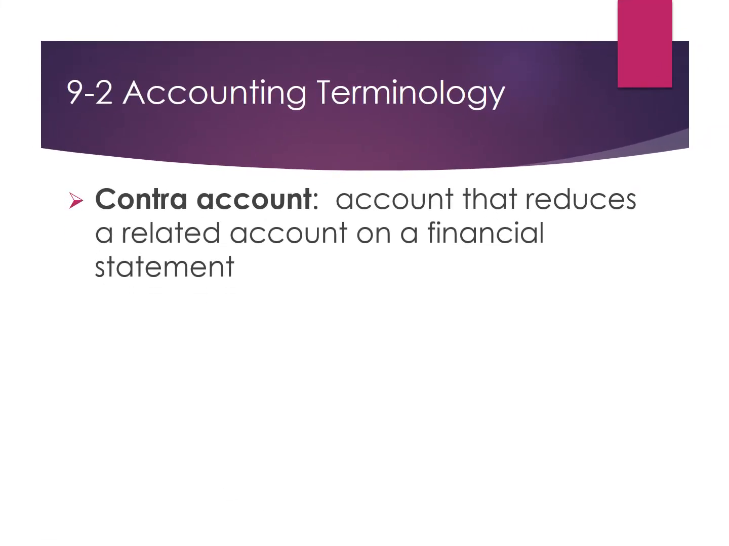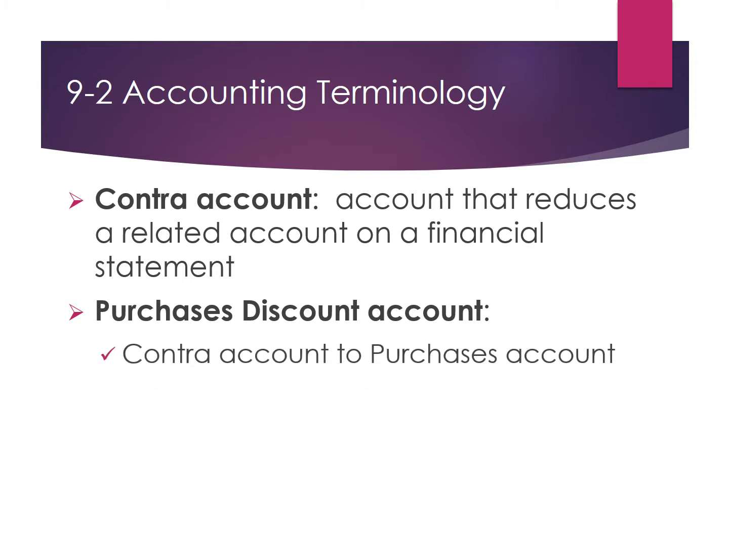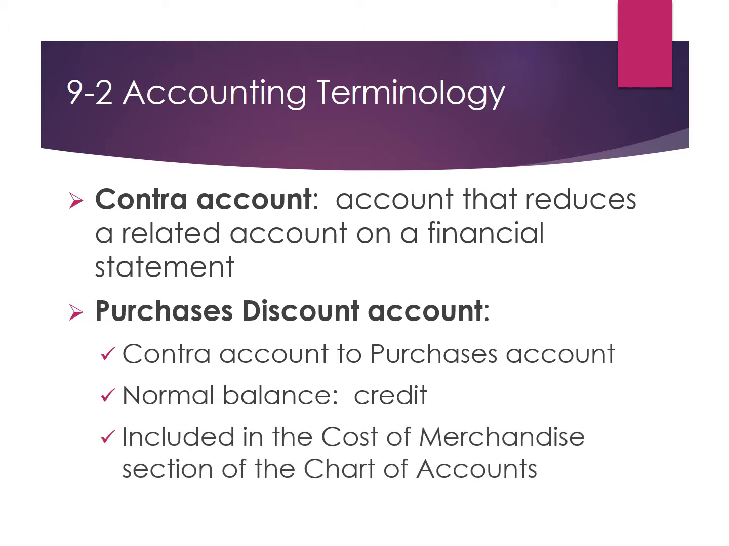Contra account. A contra account is an account that reduces a related account on a financial statement. Purchases discount account. It is a contra account to purchases. Its normal balance is a credit since a contra account reduces its related account, which is purchases. And purchases has a debit balance, so our purchases discount will have a credit balance. Purchases discount is included in the cost of merchandise section of the chart of accounts.